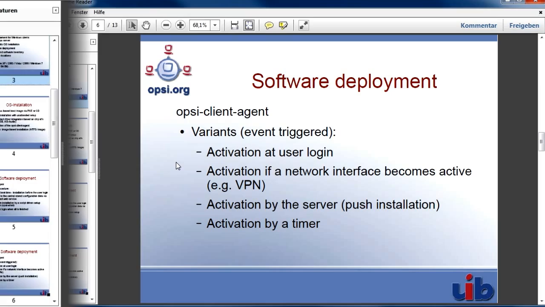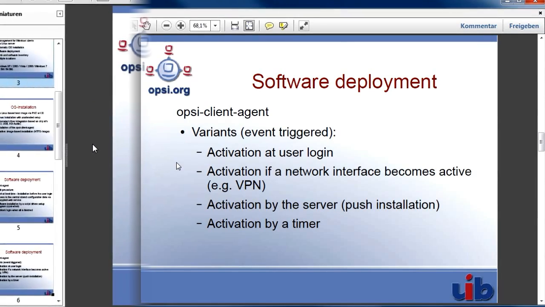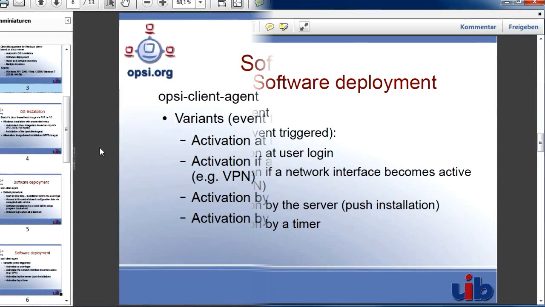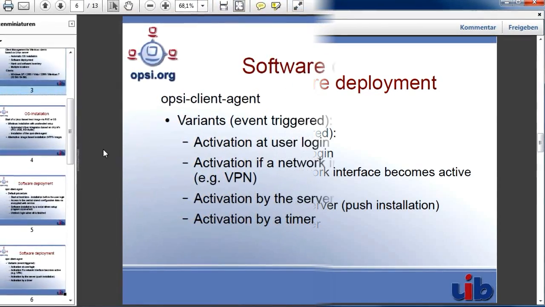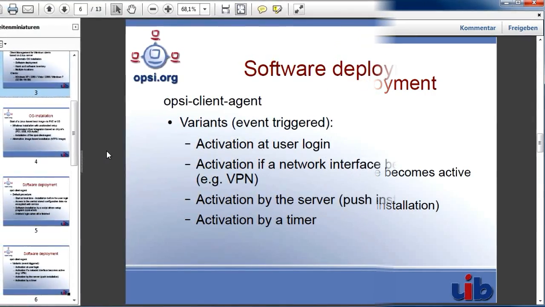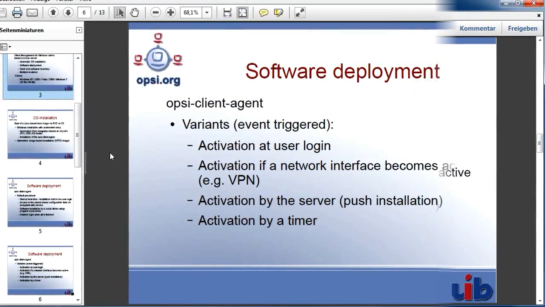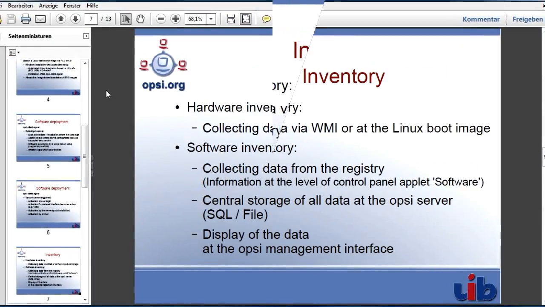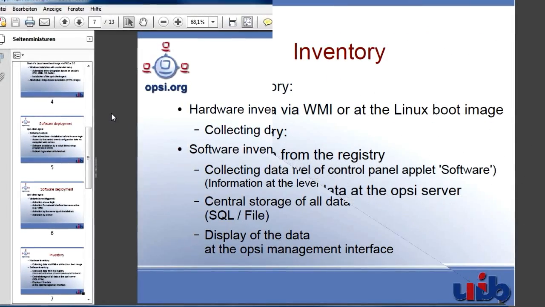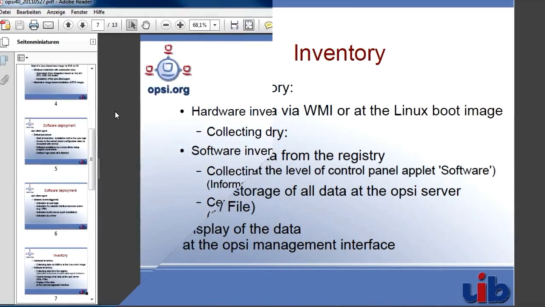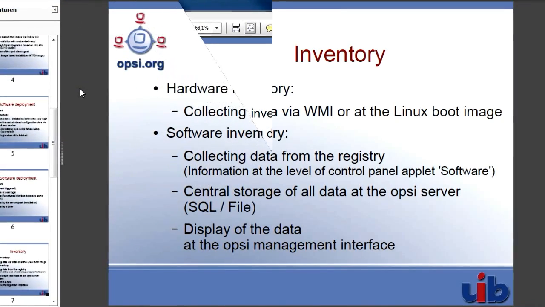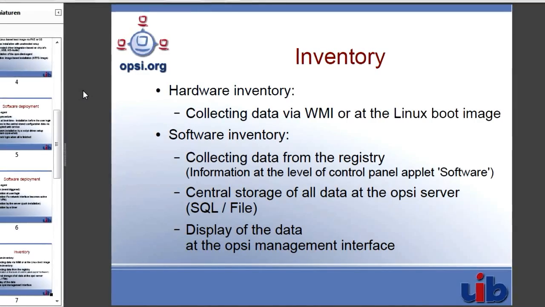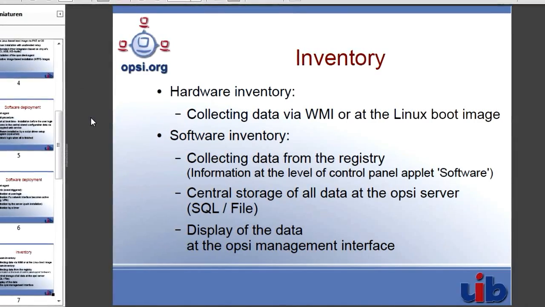What the OPSI client agent does in core is to run a script with administrative privileges. So everything that you may write down in a script you can do on the client, not only software installation. This feature we use for inventory. Back to the server: the hardware inventory script collects data from the registry, and this data is also sent back to the server, and you may look for this data in the OPSI management interface.